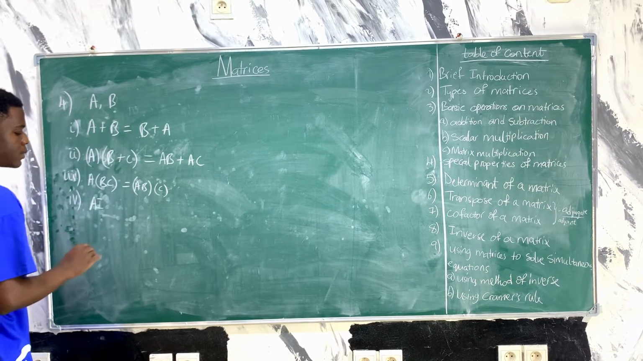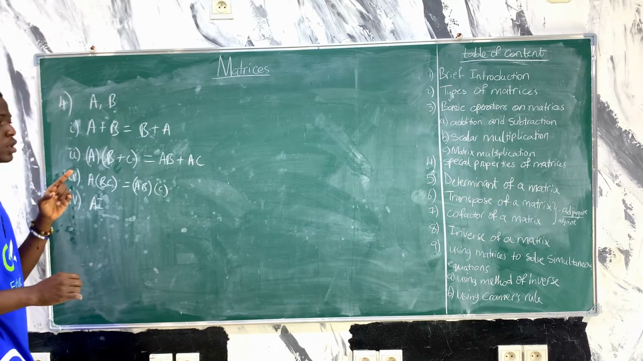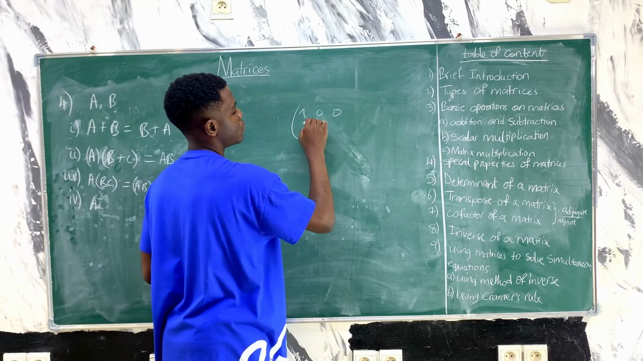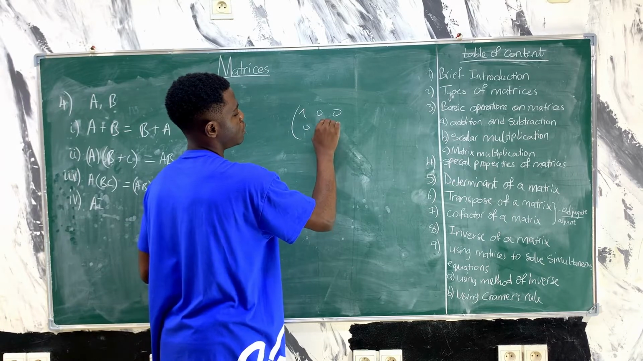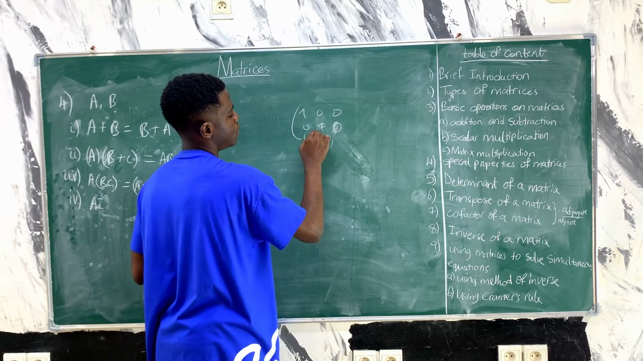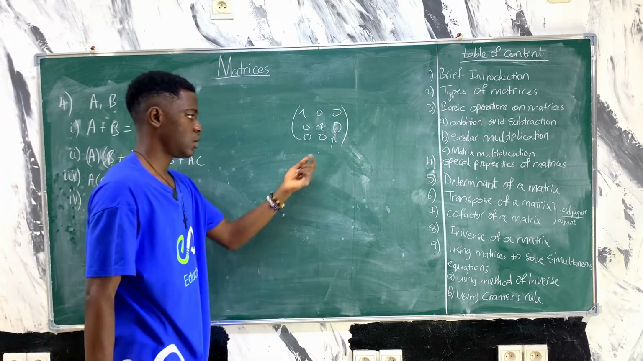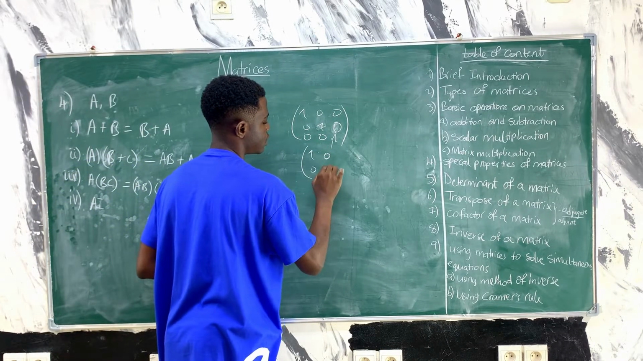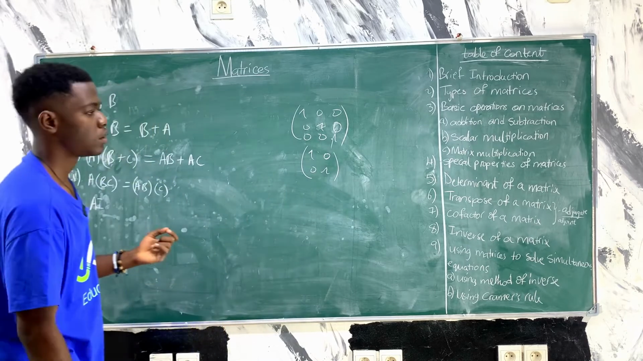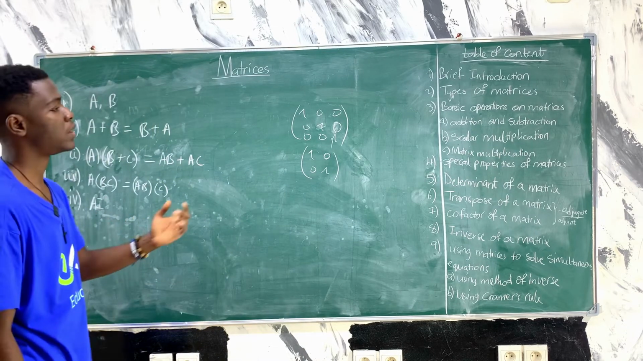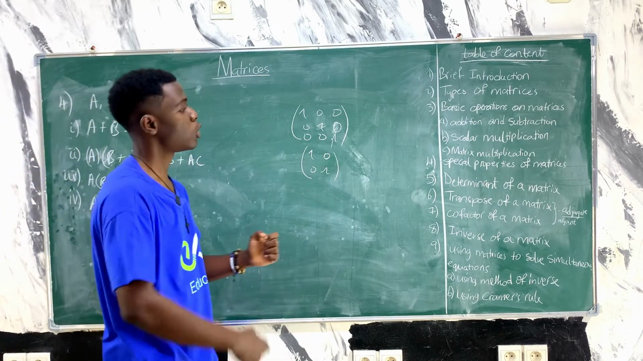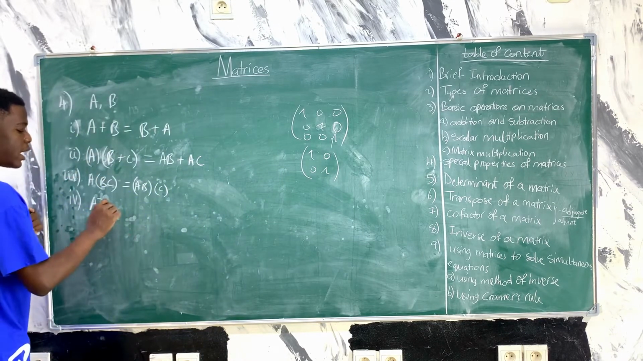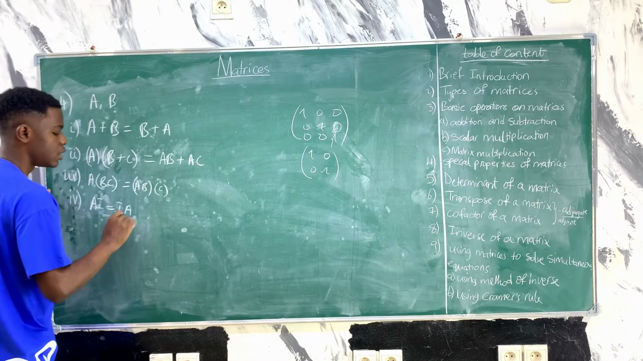For the other property, A times I, where I is the identity matrix. Remember what the identity matrix was? 1 0 0, 0 1 0, 0 0 1. That is the 3 by 3 identity matrix, you have this. The 2 by 2 identity matrix, you have this. It's a matrix where the diagonal entries are all 1 and all of the rest is 0. So A times I is the same as I times A.